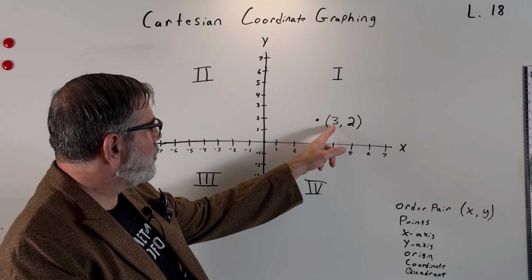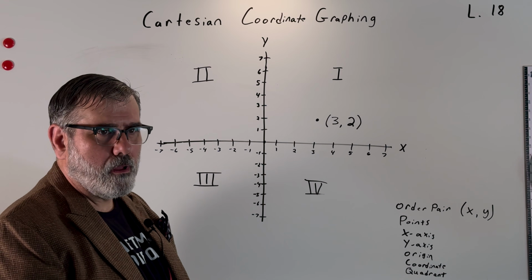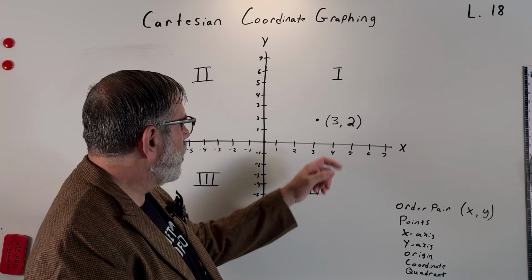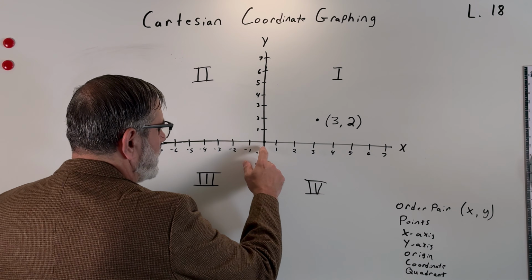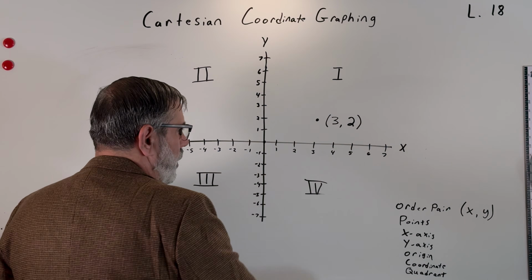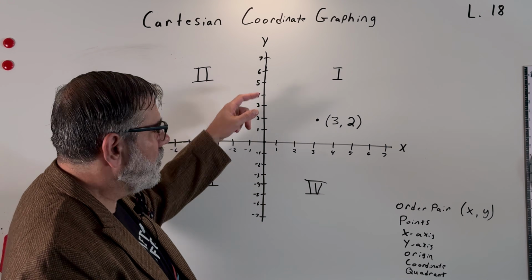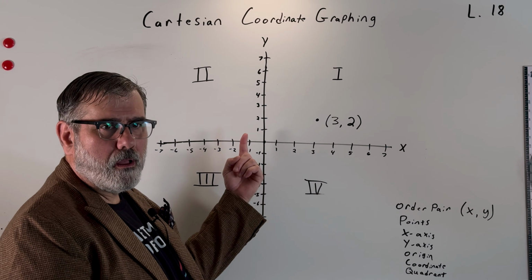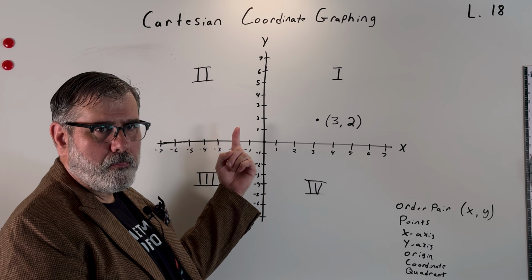Let's go back to this point that I've plotted, (3, 2). And let's note that the 3 is a positive value. Now, the positive value of the x-coordinate tells me that the point will lie to the right of the origin. The positive value on the y-coordinate tells me that it will lie above or up from the origin.